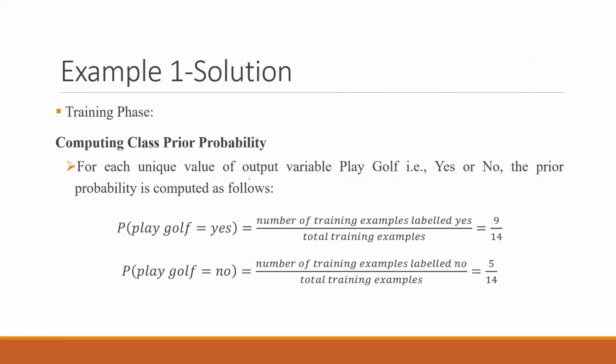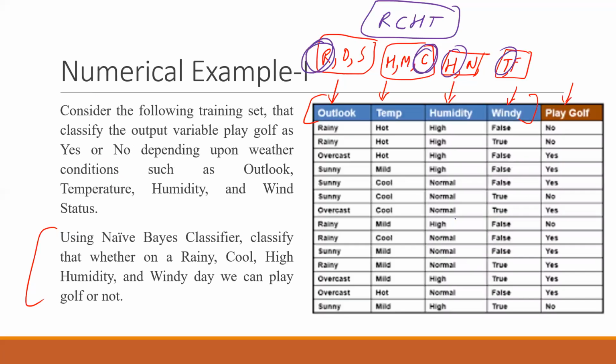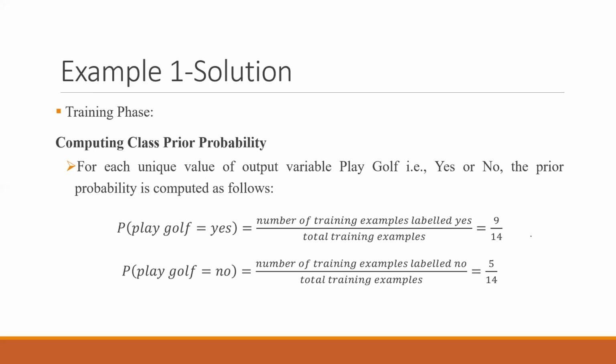When you solve, you first have to get the prior probabilities. The prior probability of yes versus no is 9 by 14 and 5 by 14. There are nine yes values in play golf. If you count here, you will see that no is 1, 2, 3, 4, 5. Five no's are there and all other 9 are yes. So 9 by 14 and 5 by 14 are the prior probabilities here.